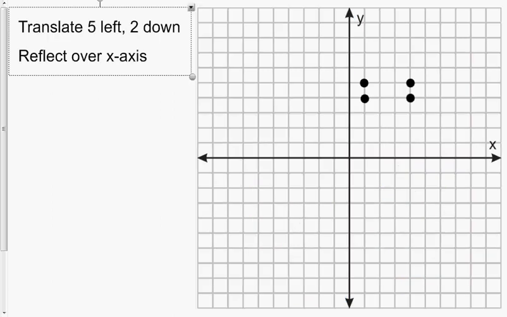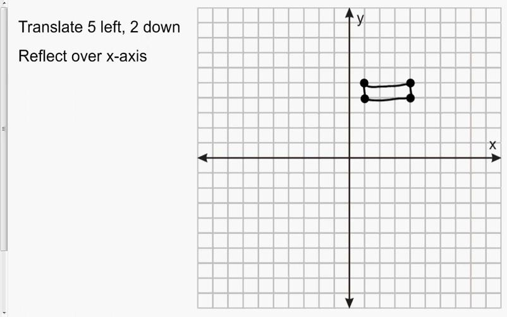All right, let's do an example. Translate 5 left, 2 down, and then reflect over the x-axis. So two things we're going to do with this original shape, which I have right here. All right? Now, do them one at a time. So let's do a translation.